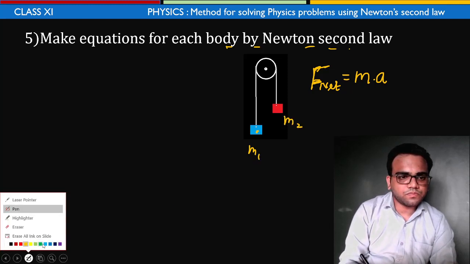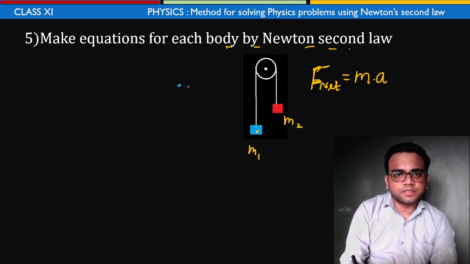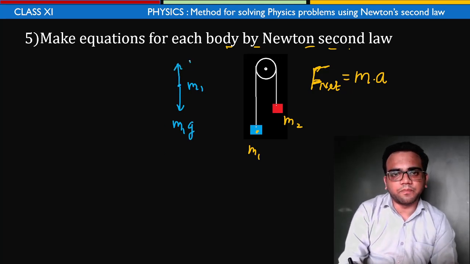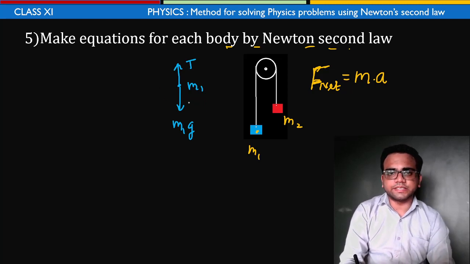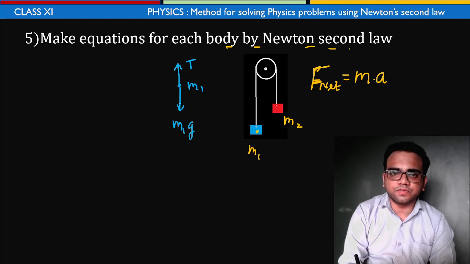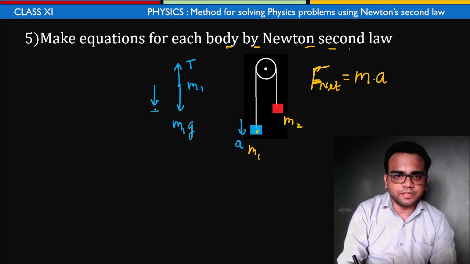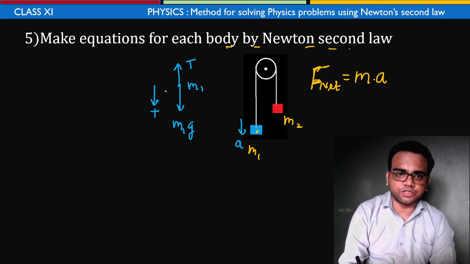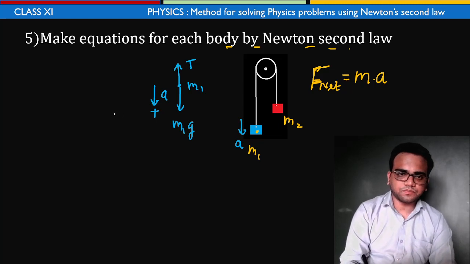See, this is our m1. The weight will be downward, m1g, right? The tension will be upward, T. I told you the positive direction is chosen in the direction of the acceleration. The acceleration of the first block is downward, that's why the positive direction should be downward for the first mass. And the acceleration is also in the downward direction, right?